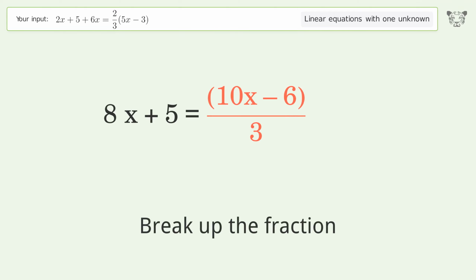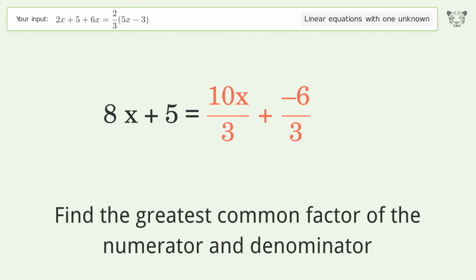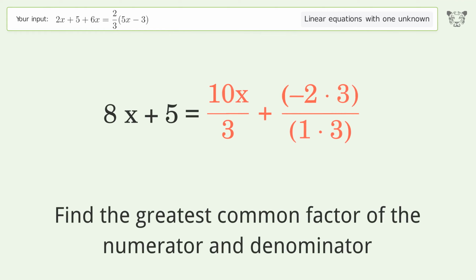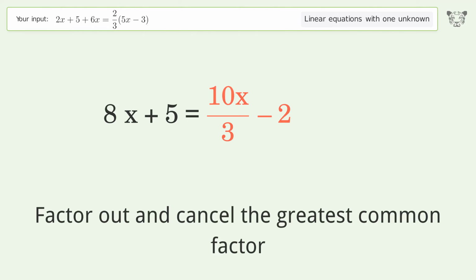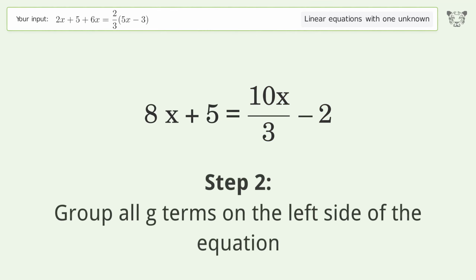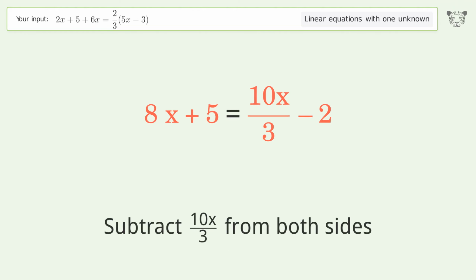Break up the fraction. Find the greatest common factor of the numerator and denominator. Factor out and cancel the greatest common factor. Group all x terms on the left side of the equation. Subtract 10x/3 from both sides.